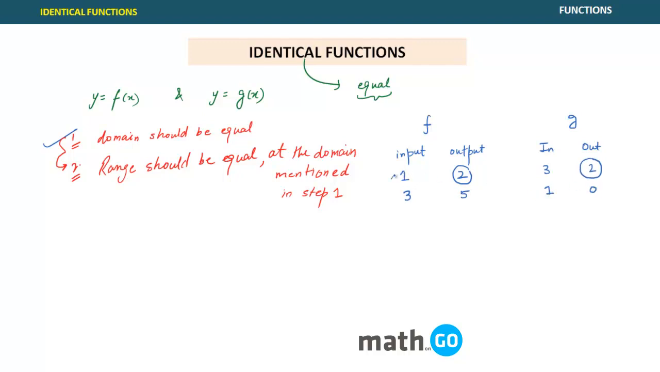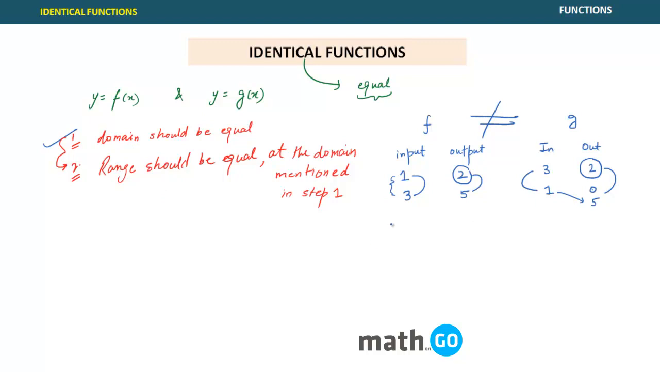So you can see that the domain is also there. In other terms, let's say I also take this as 5, so you can understand it very well. The outputs are the same: it also has outputs 2 and 5. The domain is also the same, 1, 3, 3, 1 here. So domain is equal, range is equal, but I would not say that these two are equal.